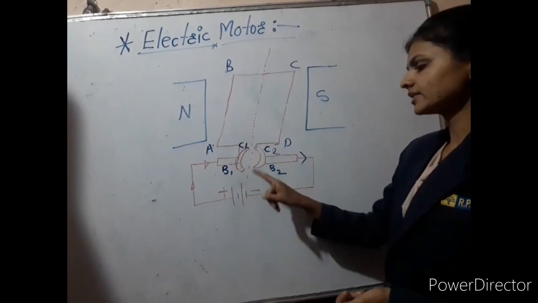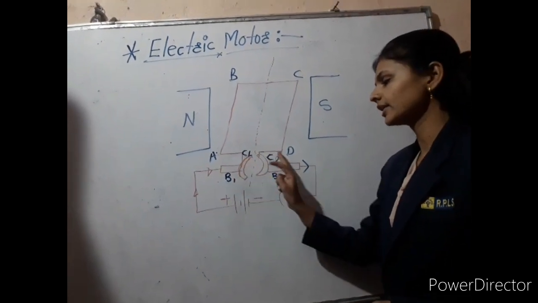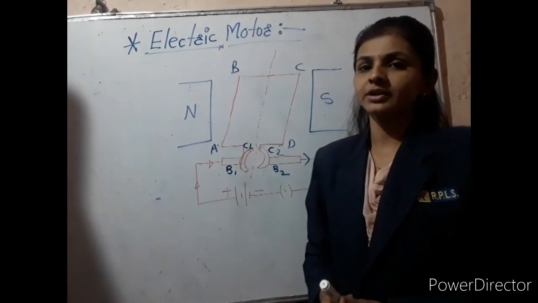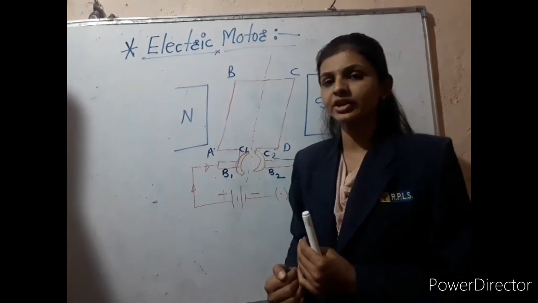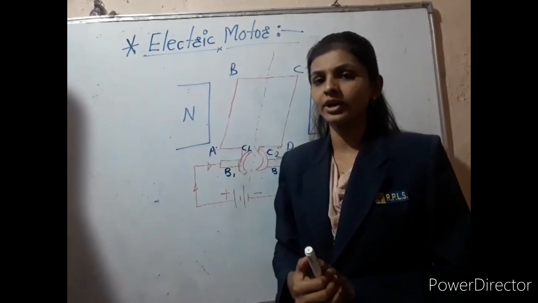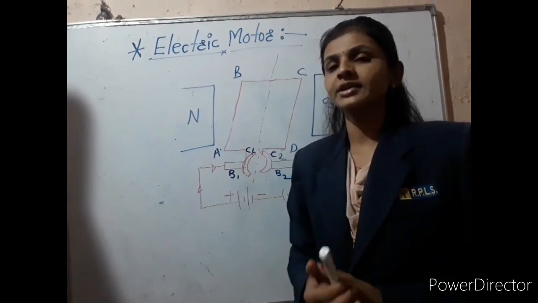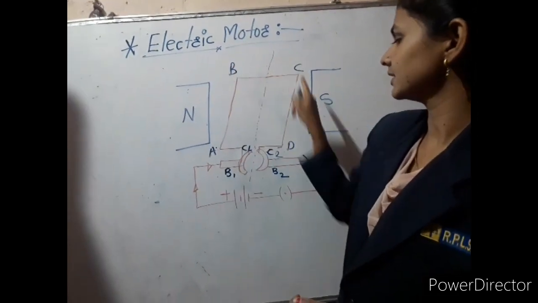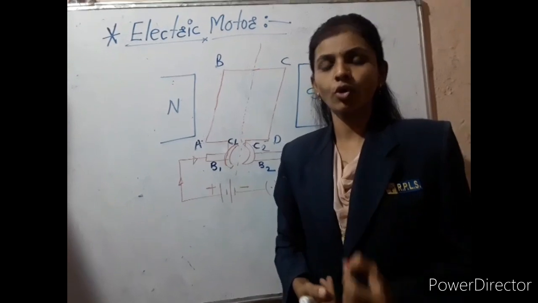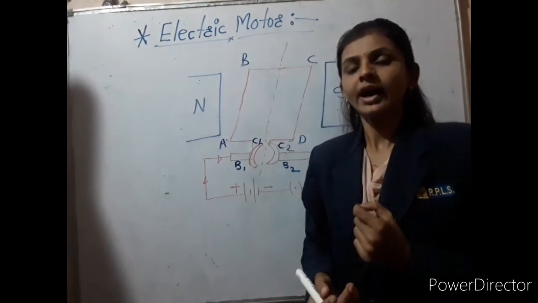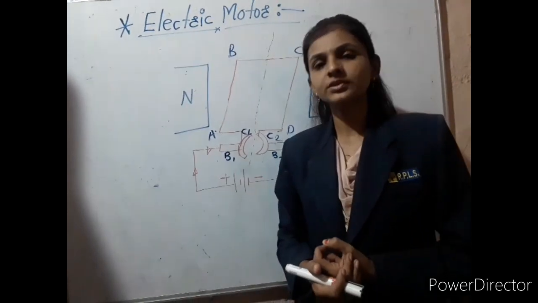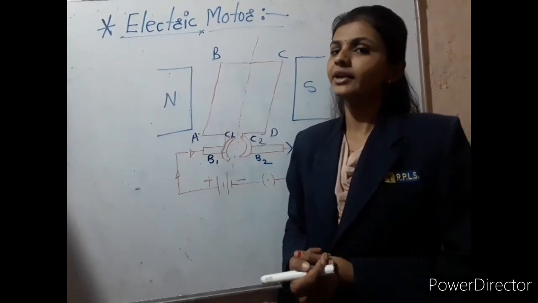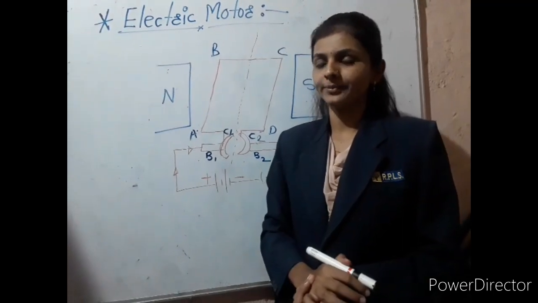Now the next part you can see is the split rings. Here C1 and C2 are the split rings of the electric motor. These split rings reverse the electric current whenever the coil is rotating, as the coil terminals interchange. Again here you can see A, B, C, D. This ABCD is a coil, and in the case of the electric motor, this coil is known as the armature. The armature is made up of an insulated coil or any conducting coil.